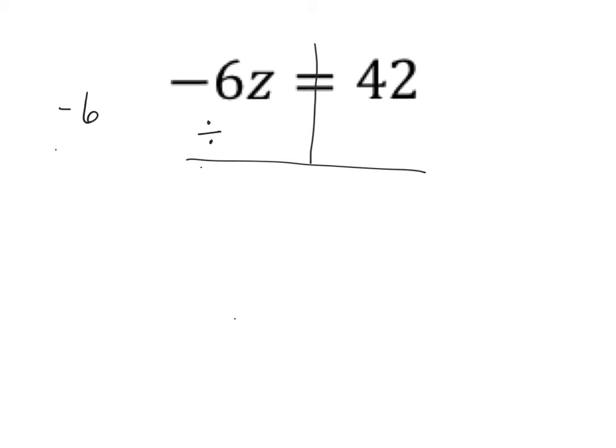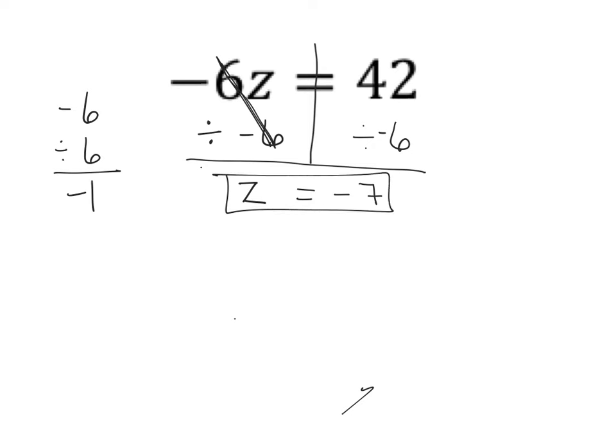If I have negative 6 divided by a positive 6, that gives me a negative 1. That doesn't leave z alone. So we're actually going to divide both sides by a negative 6. Negative 6 divided by negative 6 makes 1, so that means I have 1z. And then 42 divided by a negative 6 will give me a negative 7, because a positive divided by a negative makes a negative. And so this will be our answer. So we can go back and check. Negative 6 times negative 7, does that equal positive 42? Yes, it does.